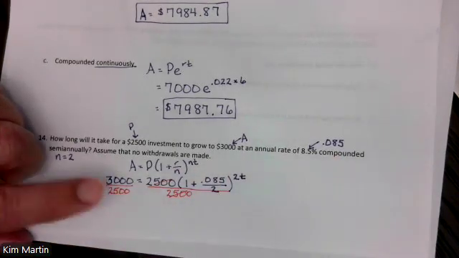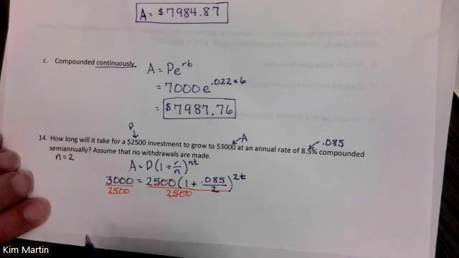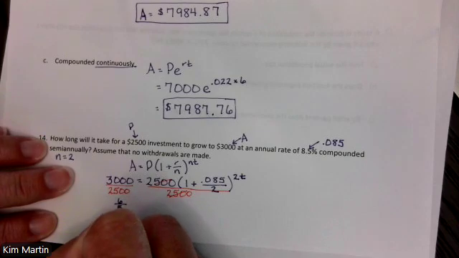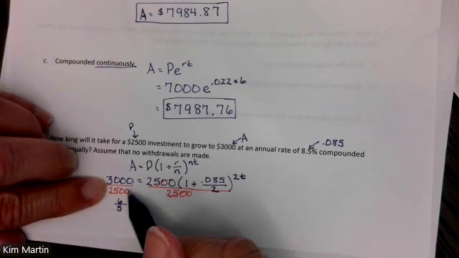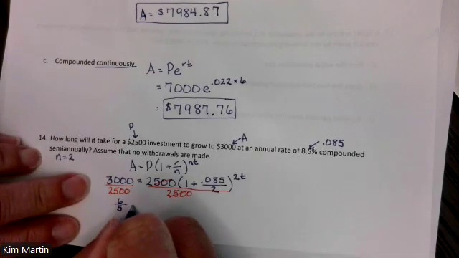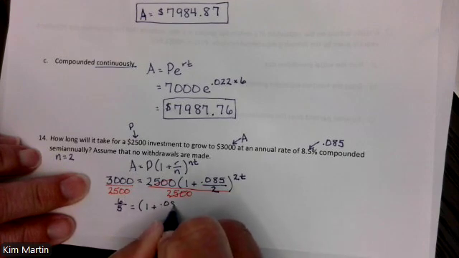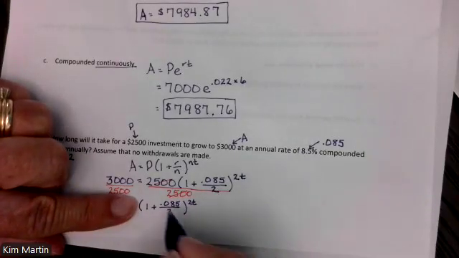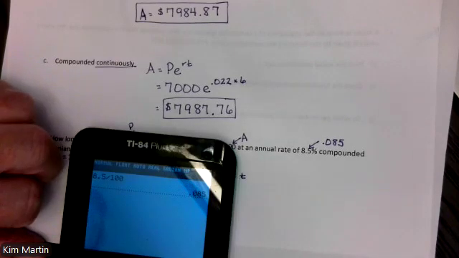Now you can leave this like this, or you can reduce that fraction, which becomes 6/5. It doesn't matter, but you can leave it like that, because we're going to use our calculator. Equals 1 plus 0.085 over 2 raised to the 2t. All right, next thing I'm going to do is see what this gives me here. I'm going to plug that into my calculator.